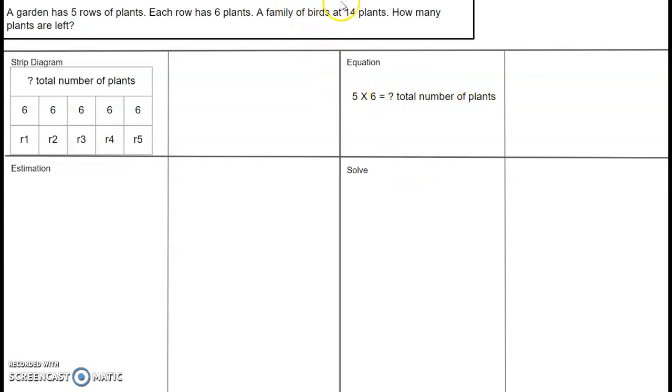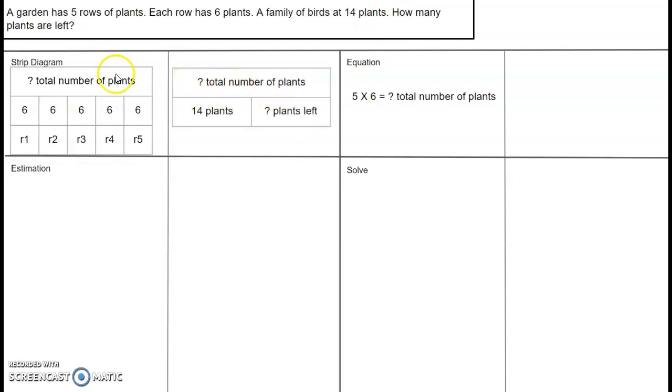Then it says that the family of birds eats 14 plants. So my next strip diagram would look like this. The total number of plants, remember this is the same as from the first step. I'm going to take away 14 plants because they ate them, and that's going to tell me how many plants are left. So my second equation would look like this. Total number of plants minus 14 equals how many plants are left.